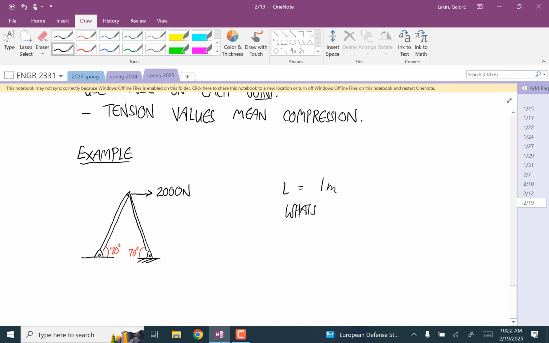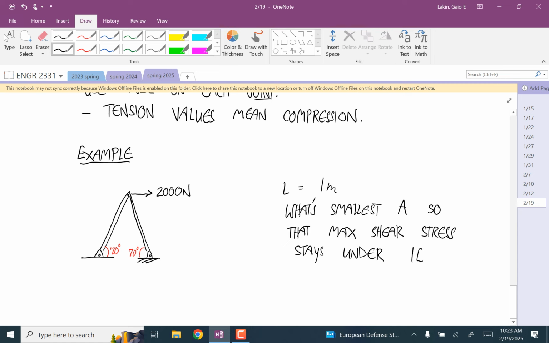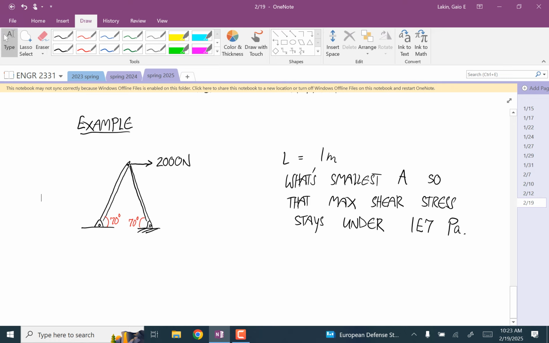And say we want to know what's the smallest cross-sectional area so that the maximum shear stress stays under, let's say, 1 times 10 to the 7th pascals. Okay, this is a pretty reasonable kind of thing you could easily imagine being a design requirement for something that you're building.